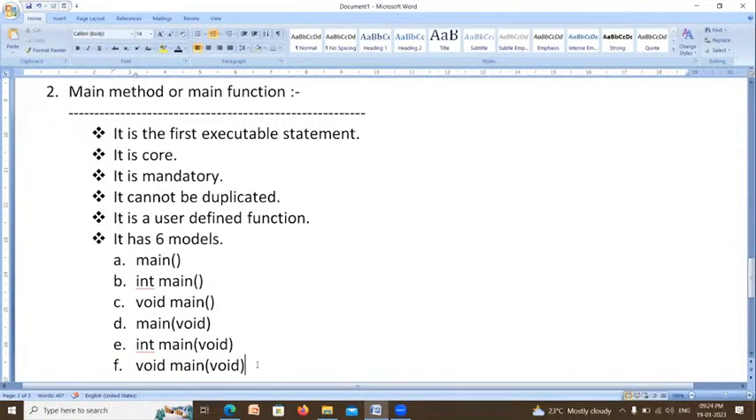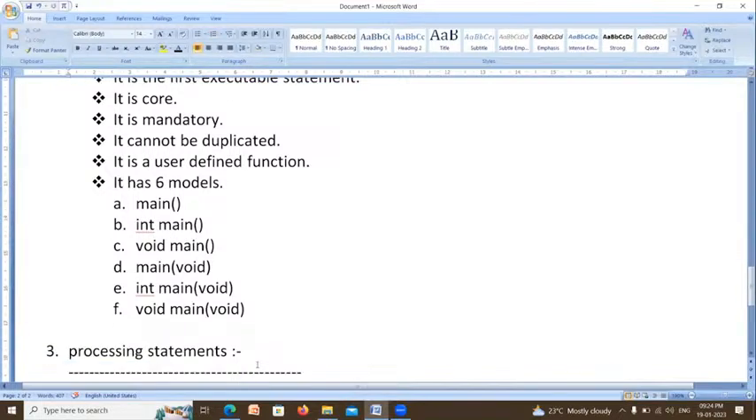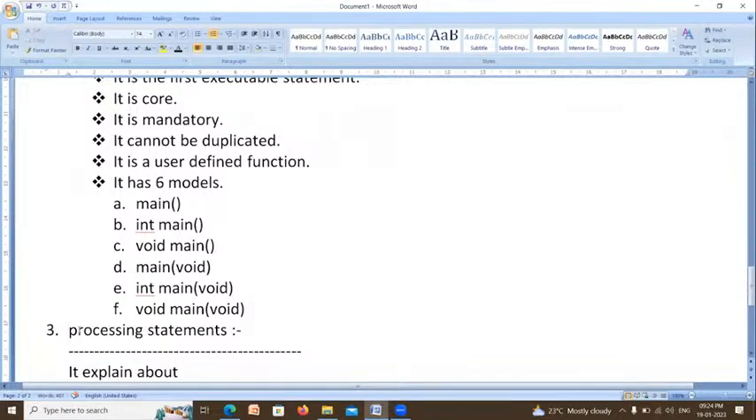The last statement is processing statements. It explains three things. One is what to do. Second one is when to do. Third one is how to do.